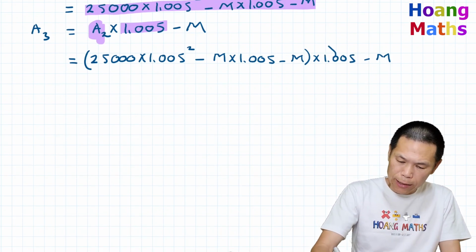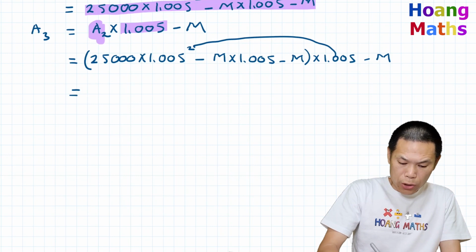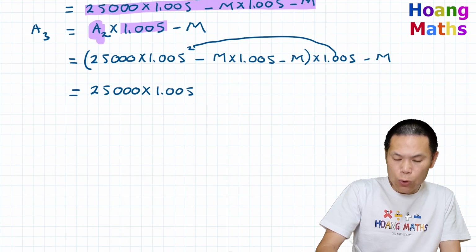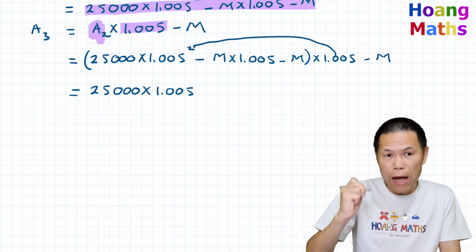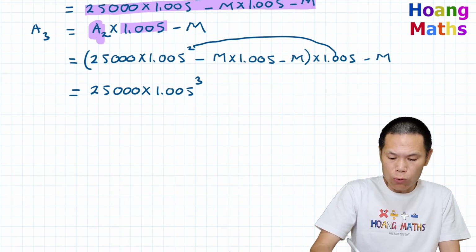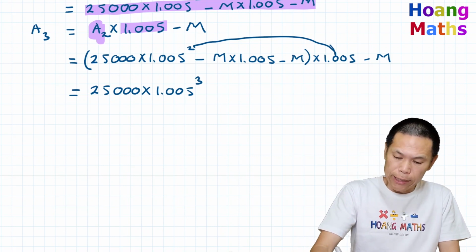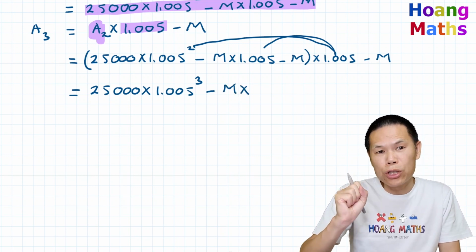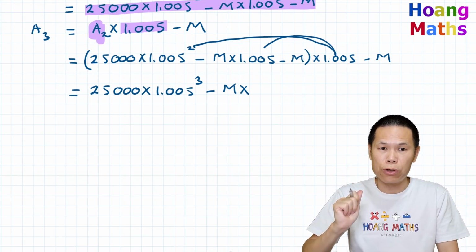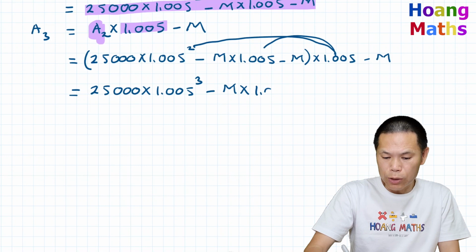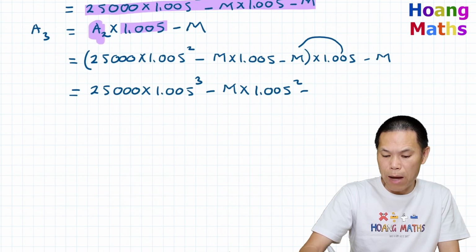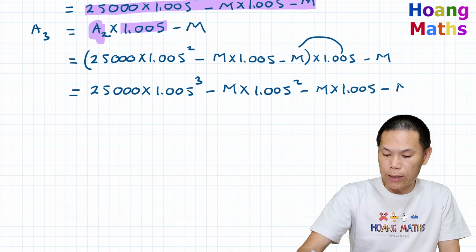So this means that this time together will give me 25,000 times 1.005 squared, and we times by 1.005. So that gives me 1.005 power 3. And this time together, that will give me M times 1.005 times another 1.005. It gives me 1.005 squared, and this time together gives me minus M times 1.005, and don't forget we need to write this M down.